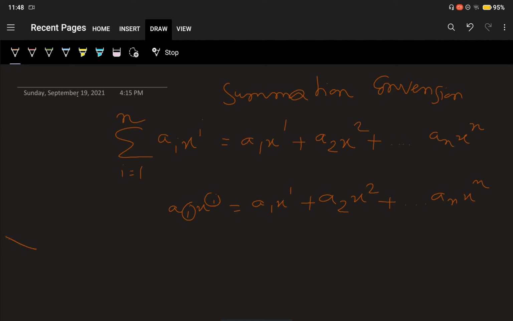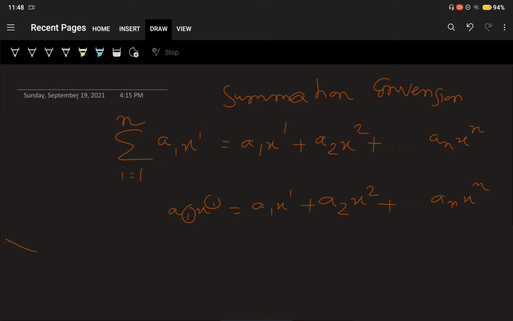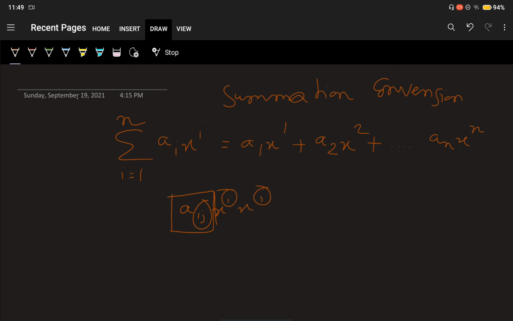This can be changed and written as follows. So for the dummy indices, we can write a_ij x^i x^j. These are dummy indices. This is a rank 2 matrix or tensor, and this is a rank 1 tensor.